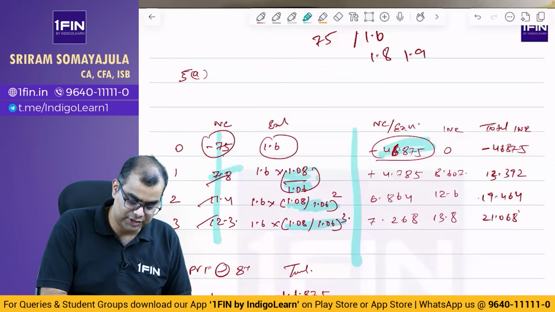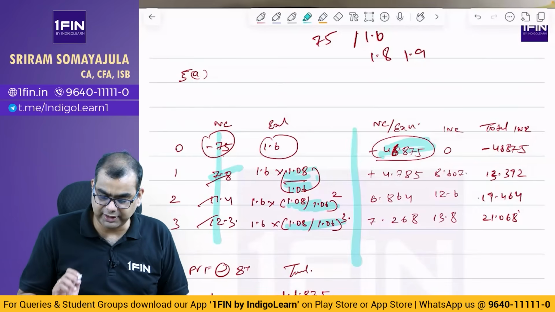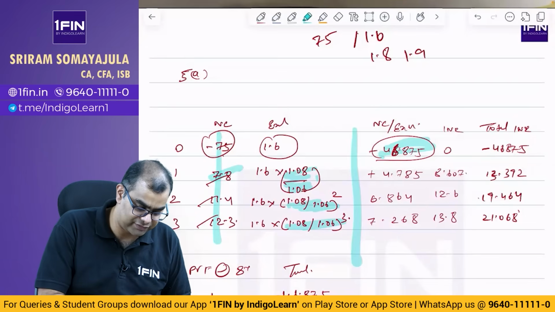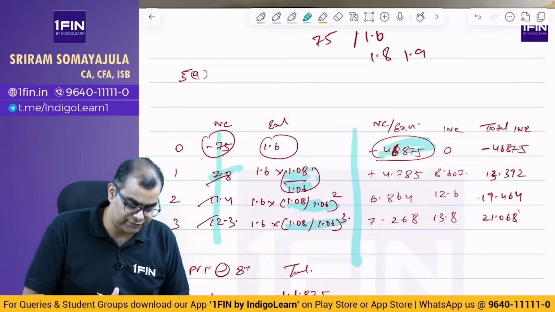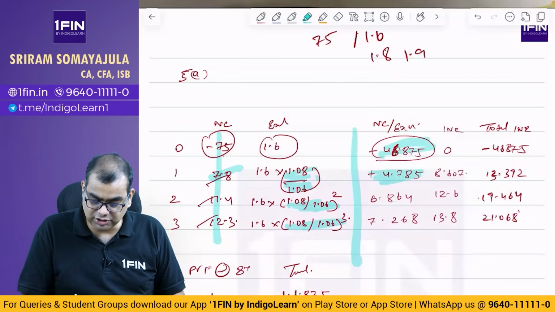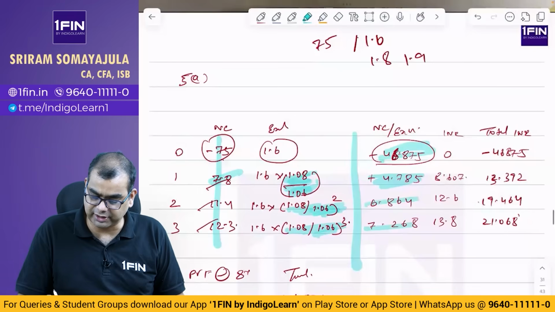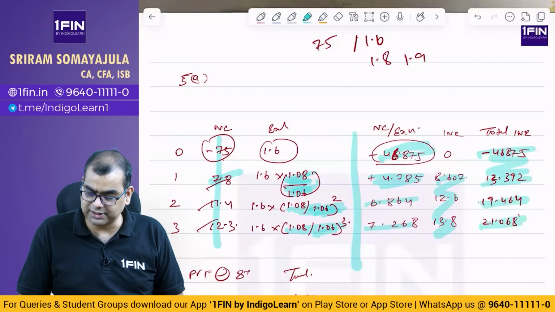So I'll give you one example. 7.8, right? Divided by 1.6. You ideally should get 4.875. Okay, but 4.875 divided by 1.08 into 1.06, you'll get 4.785. From 4.875 it becomes 4.785, because you are again doing this multiplication and division. Like that you do for every period. Then you'll get 6.86, 7.268, and to that you add these INR cash flows 8.6, 12.6, and 13.8. These three. So you'll get total cash flows of minus 46, plus 13, plus 19, and plus 21.